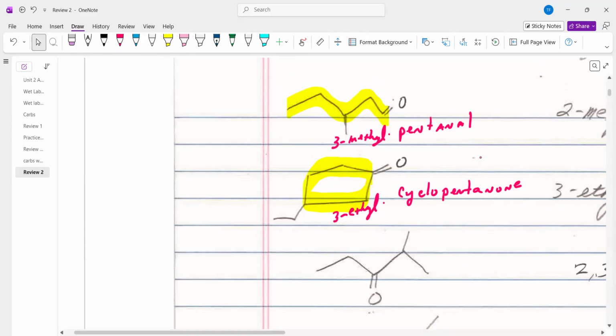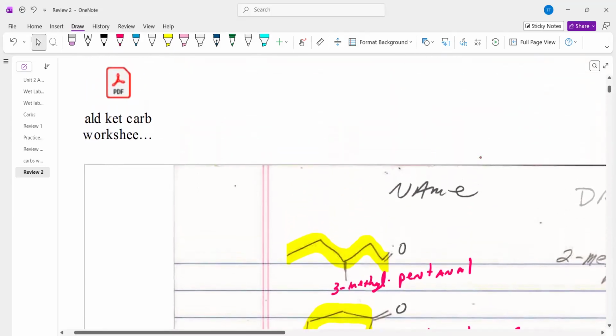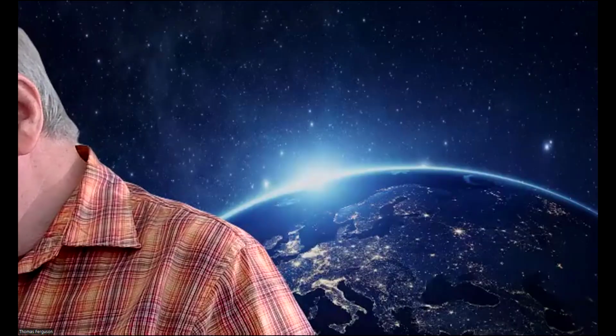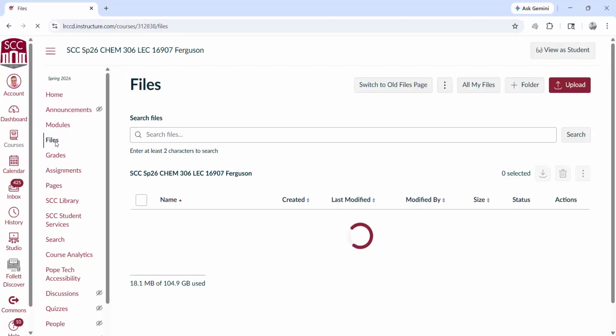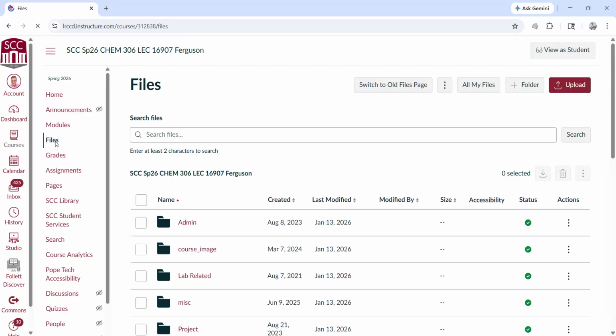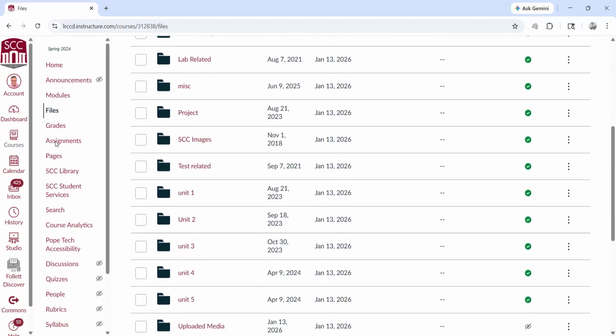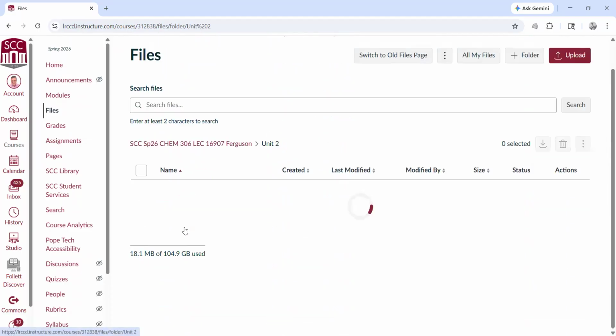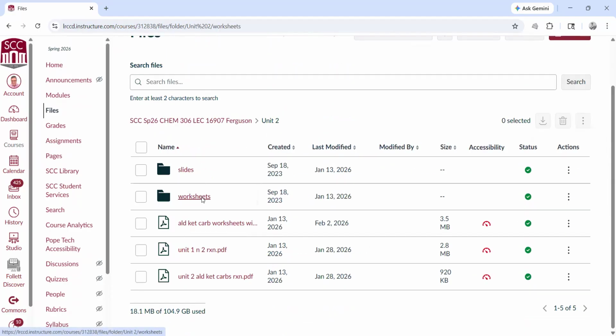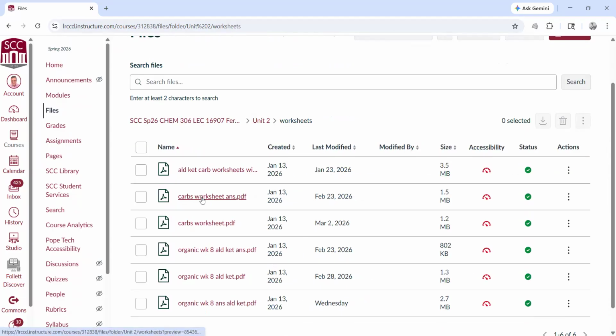By the way, this worksheet, let me verify it's in Canvas. Yeah, it's this one here, very top one.